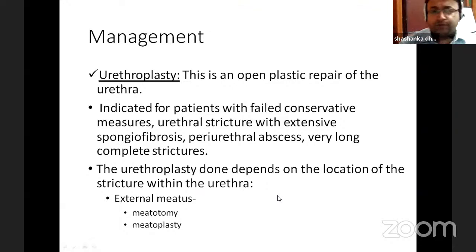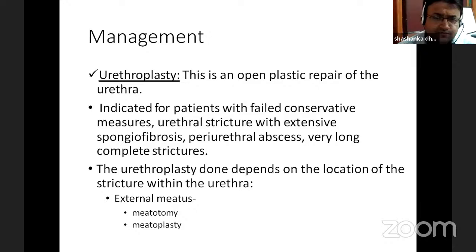Urethroplasty. So urethroplasty is actually the gold standard treatment for urethral strictures. It's an open plastic repair of the urethra using various approaches. It is indicated for patients with failed conservative measures or with urethral strictures which are having extensive spongiofibrosis or coexistent periurethral abscesses, or for very long panurethral strictures.